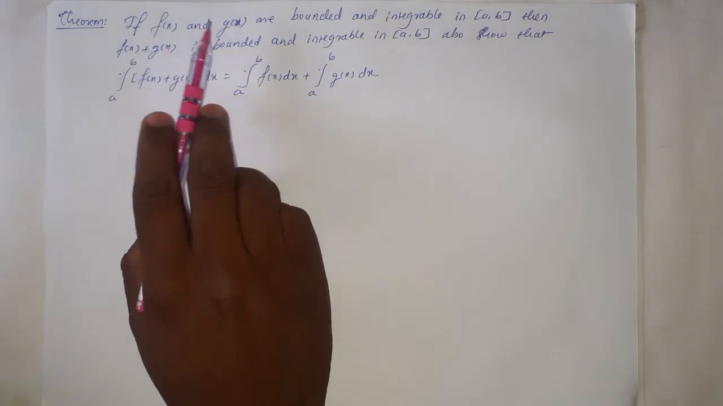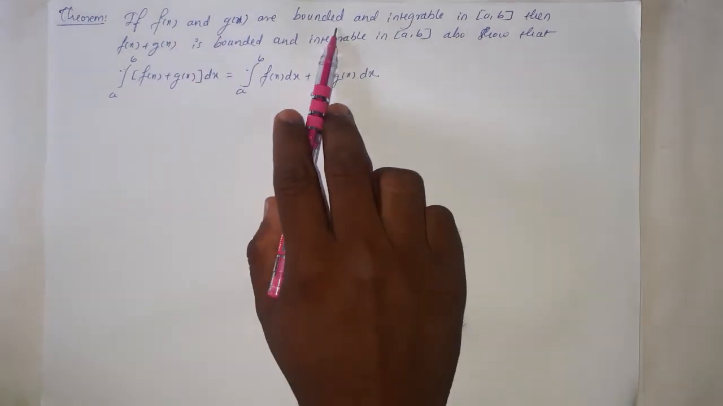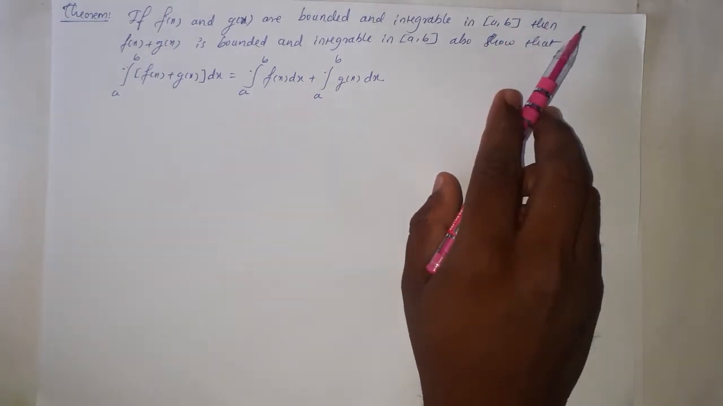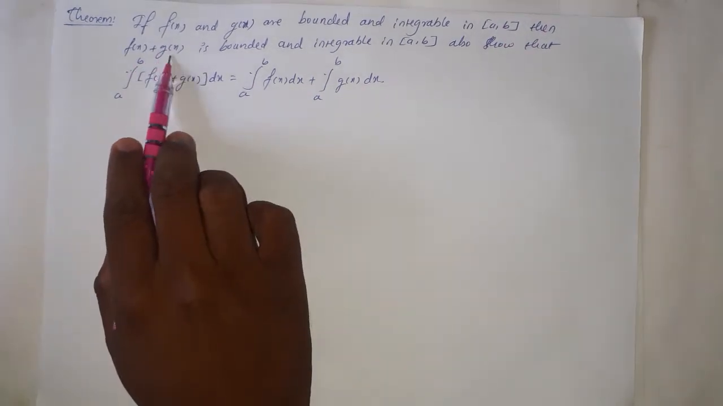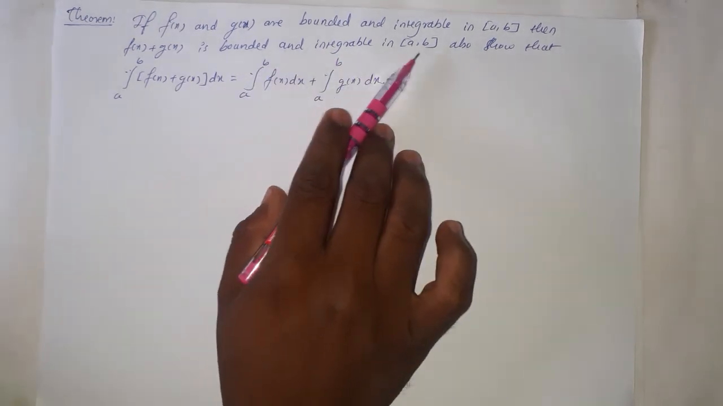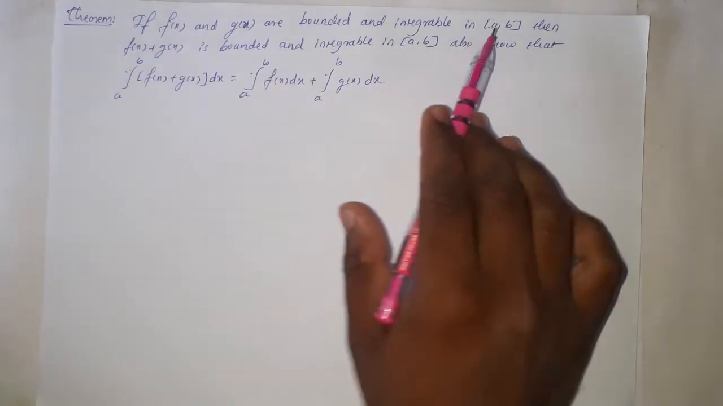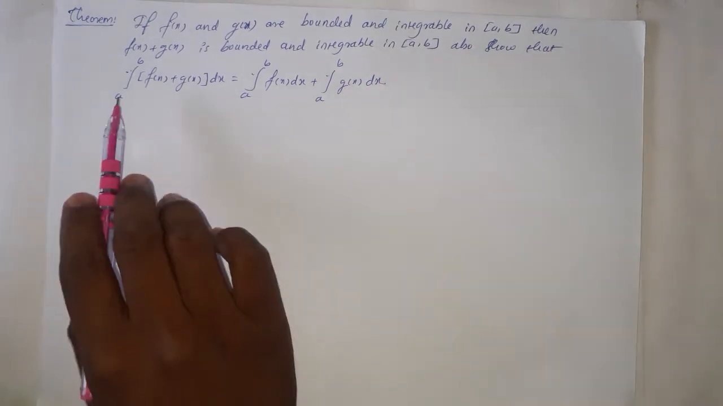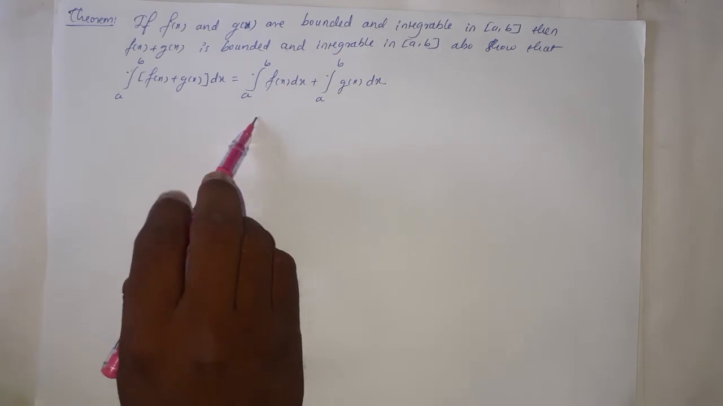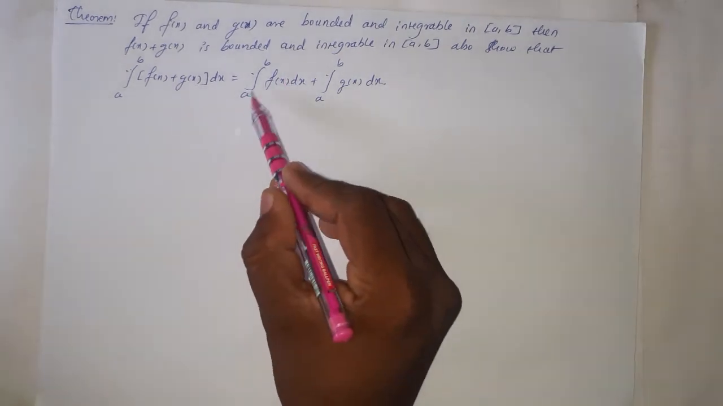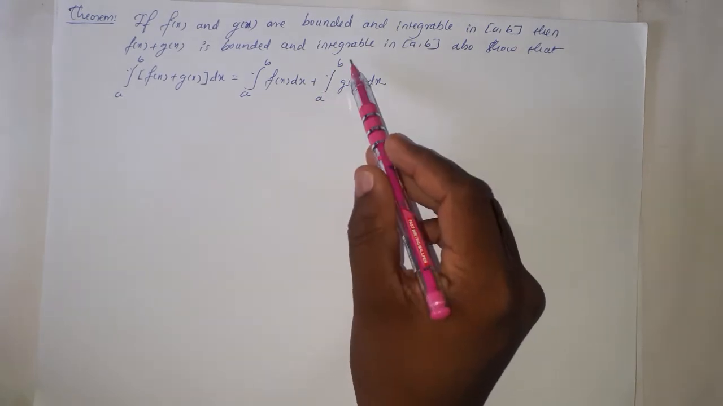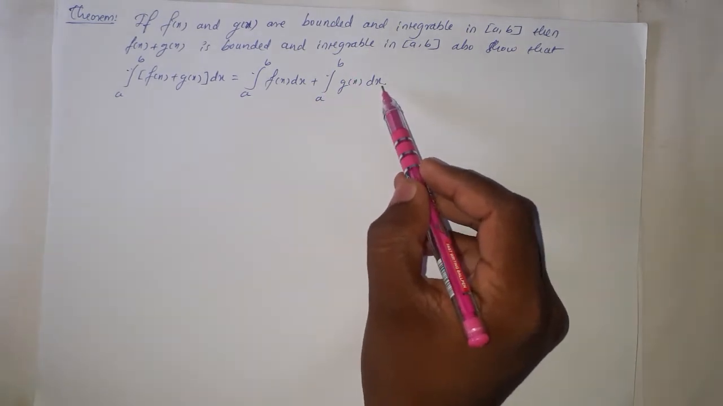if f of x and g of x are bounded and integrable in the closed interval a b, then f of x plus g of x is bounded and integrable in the same interval a b, and also show that integration over a to b f of x plus g of x dx is equal to integration over a to b f of x dx plus integration over a to b g of x dx.